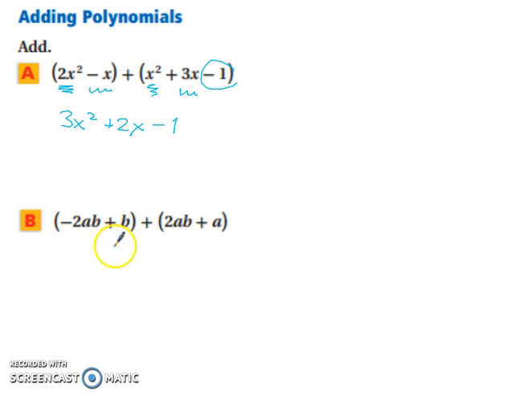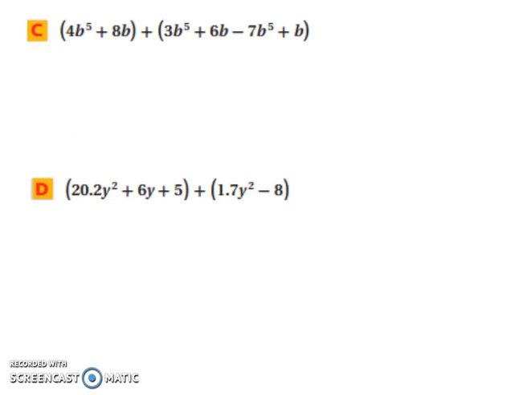Now let's try this one here. So we have a negative 2ab plus 2ab. Those cancel each other out. And now we have a b and an a. They can't go together, so you're just going to simply write b plus a. Try these next two on your own. When you return to the video, the answer will be revealed below.